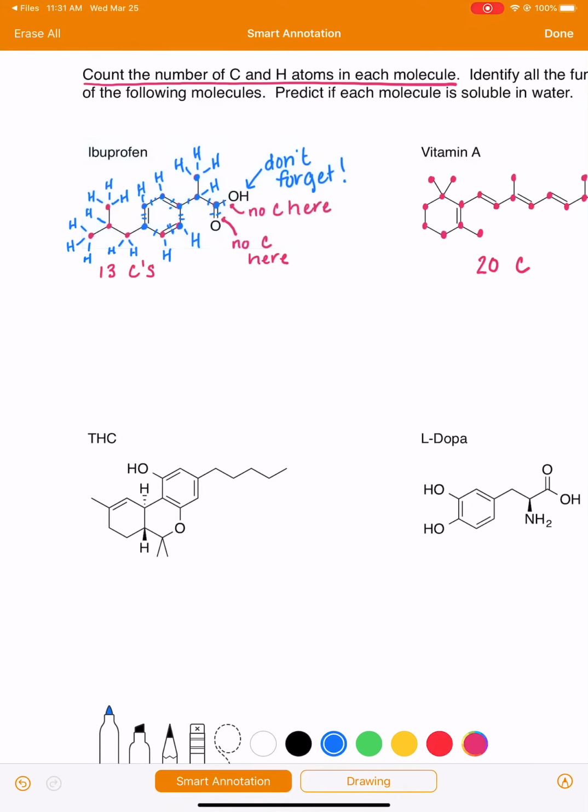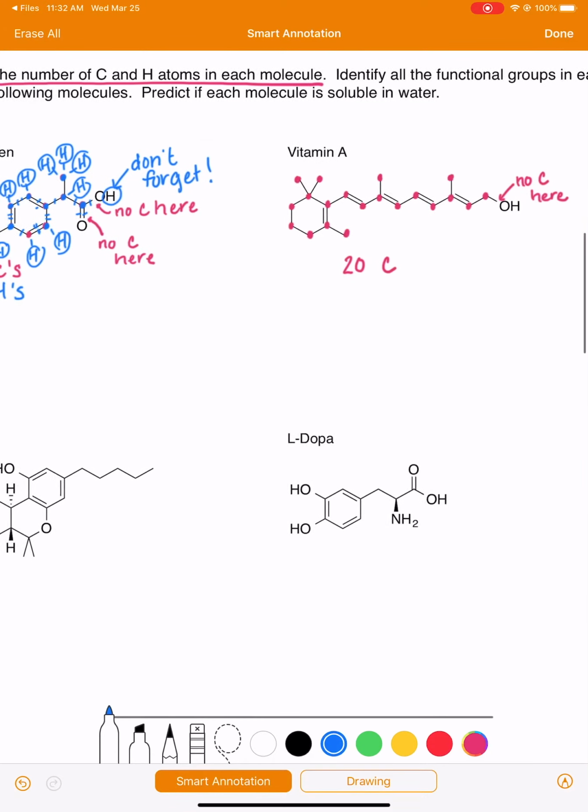So let's count up how many altogether we have. 1, 2, 3, 4, 5, 6, 7, 8, 9, 10, 11, 12, 13, 14, 15, 16, 17, 18 hydrogens on this molecule. Let's try vitamin A.